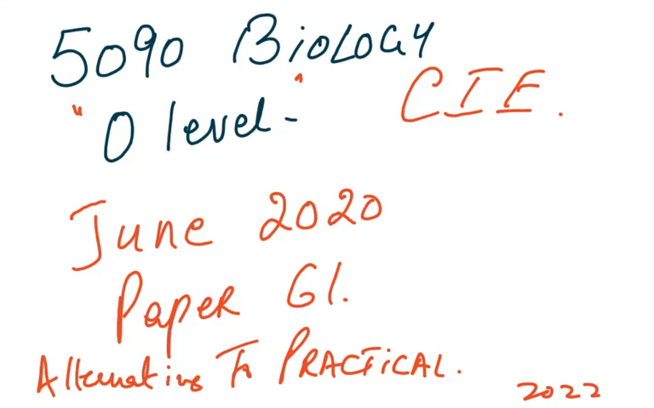Bismillah ar-Rahman Rahim. Now this is another paper 6 which we're going to do for the 5090 Biology O-Level June 2020, and I'm going to discuss this and help you with the exam skills that you must have.